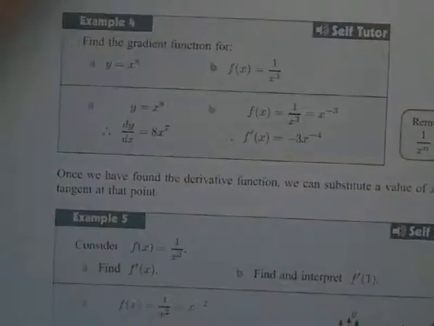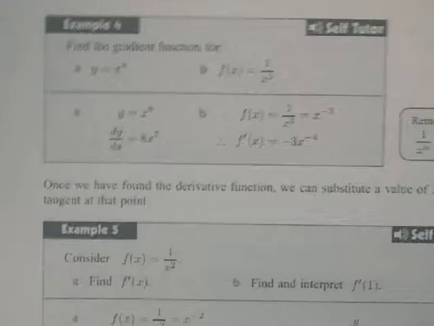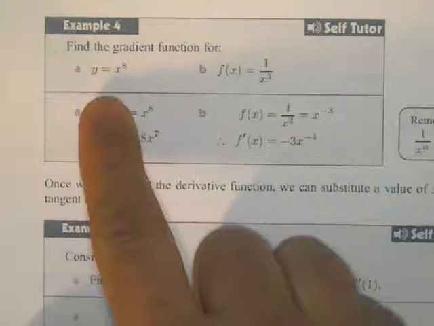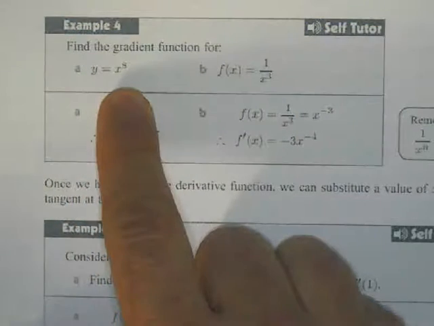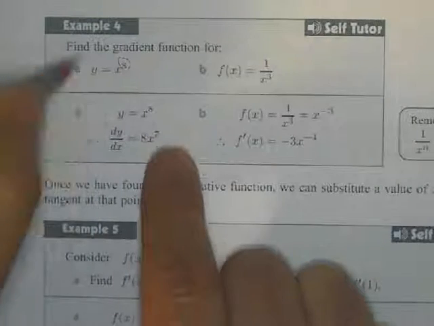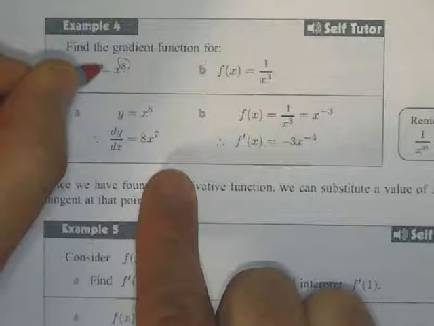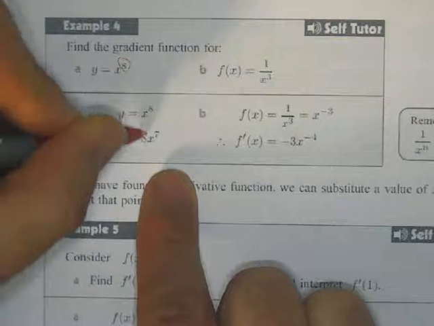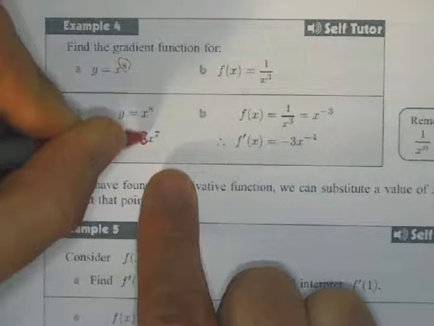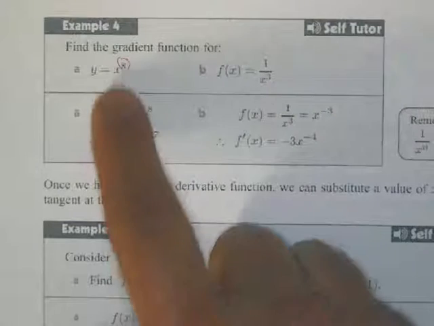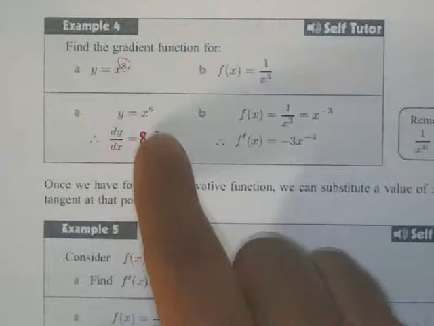Let's look at this example here. So if y equals x to the 8th, what did they do? They brought this power over to the front, so instead of 8 being there, 8 is now the coefficient in front of the x, and if we decrease the power by 1, we end up with a power of 7.